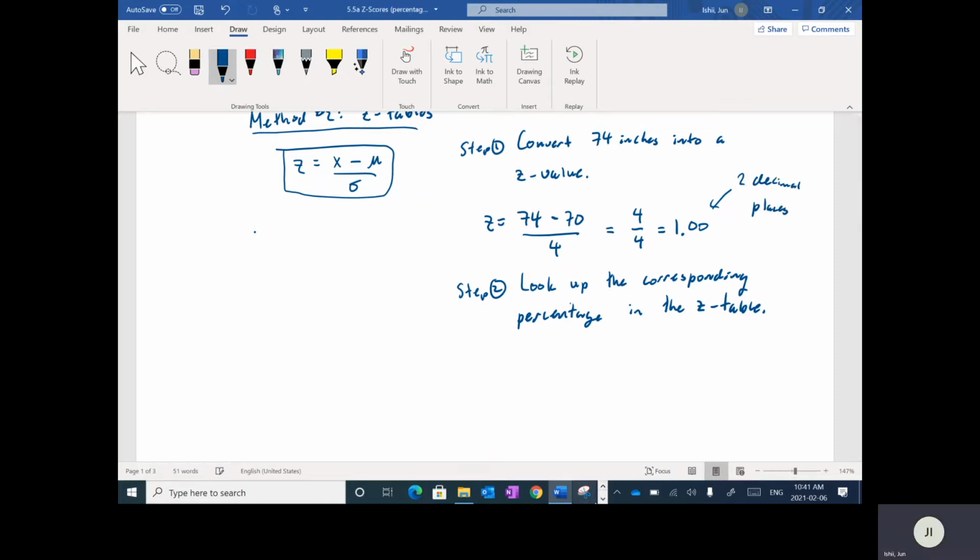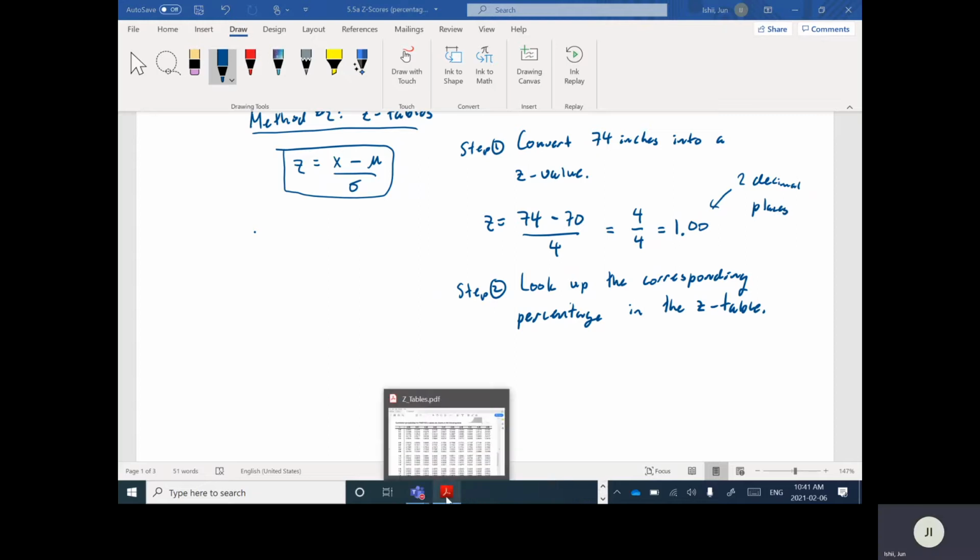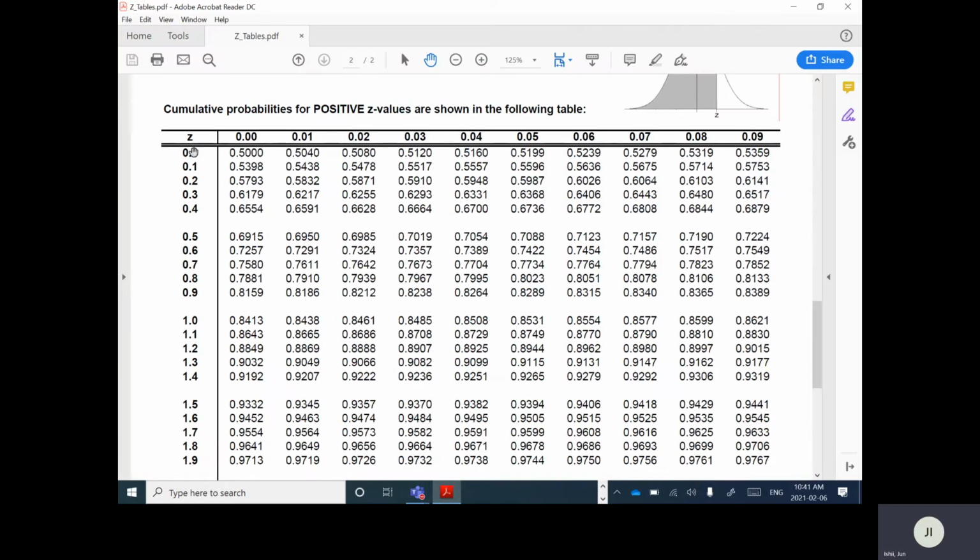The reason we want to calculate the Z value to 2 decimal places is because this chart goes to 2 decimal places. When you first look at it, it might be a little weird. But this left column down here is to 1 decimal place. So if I want to look up 1.00, I go to 1.0, then go across until I get to the other 0, which is the first one here. So 1.00 would be this value right here.